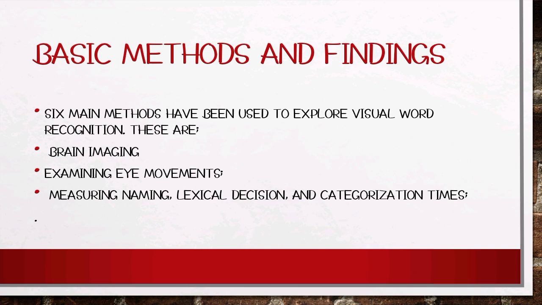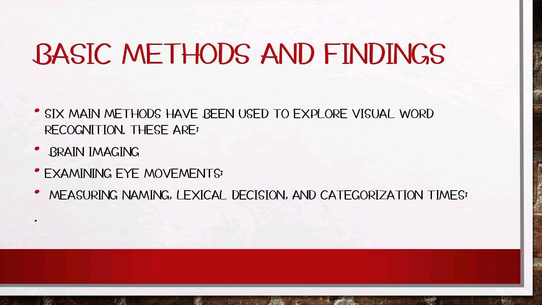These methods provide complementary insight into the complex processes involved in visual word recognition. Brain imaging reveals neural activity, eye movements track visual attention, and behavioral measures assess the speed and accuracy of word processing.